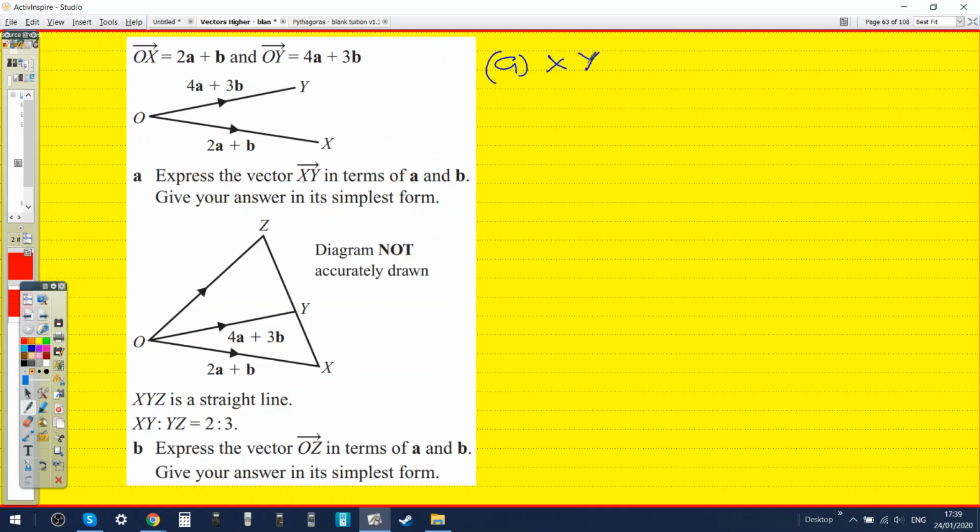Express the vector XY in terms of A and B. Okay, minus 2A, minus B, plus 4A plus 3B, which can be simplified to plus 2A plus 2B. Okay. Part B.